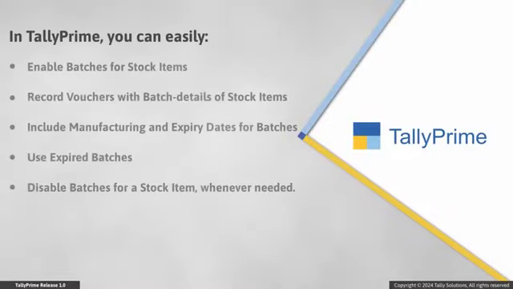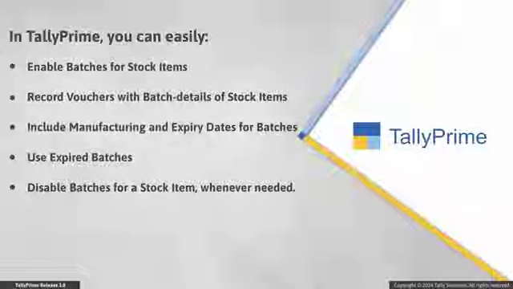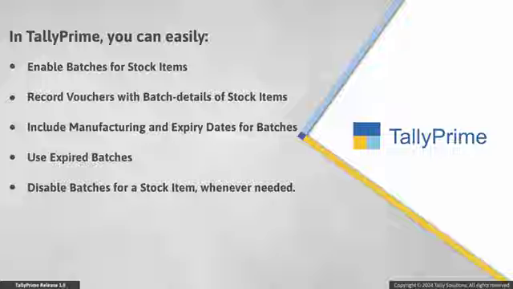As you saw, in Tally Prime, you can easily enable batches for your stock items and record vouchers with stock items along with their batch details. For stock items with manufacturing and expiry dates, you can record vouchers for the batches that are well within the expiry date, thereby instilling a mechanism of quality control in your business. What's more, you can also use the expired batches while creating vouchers if needed. And if you want to stop maintaining a stock item in batches, you can always disable batches for the stock item.